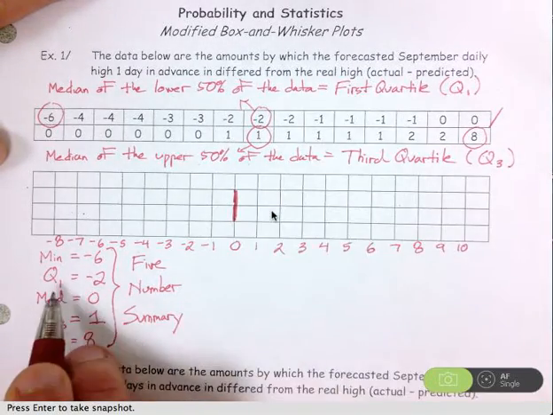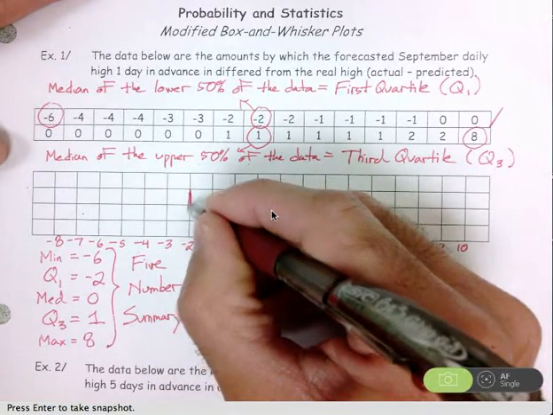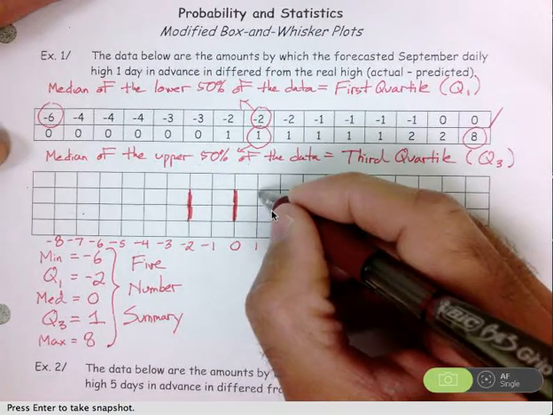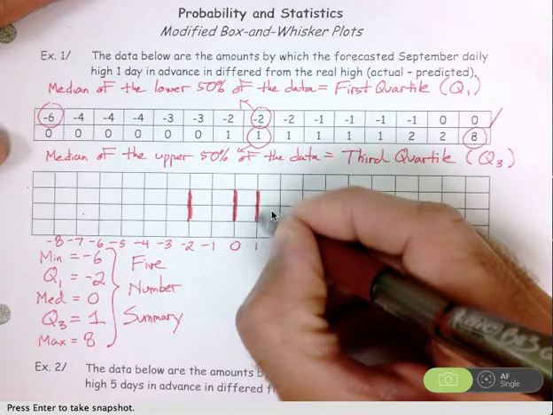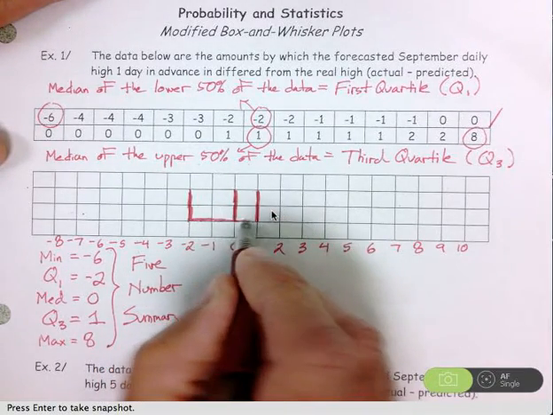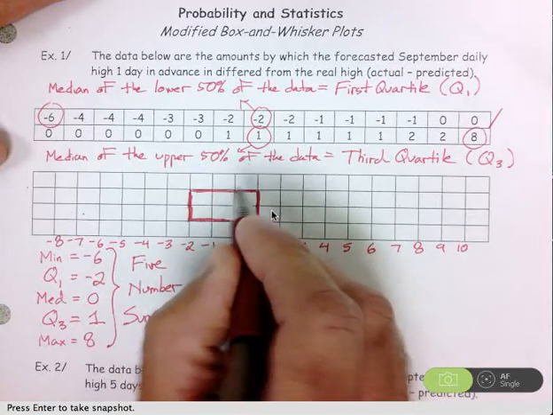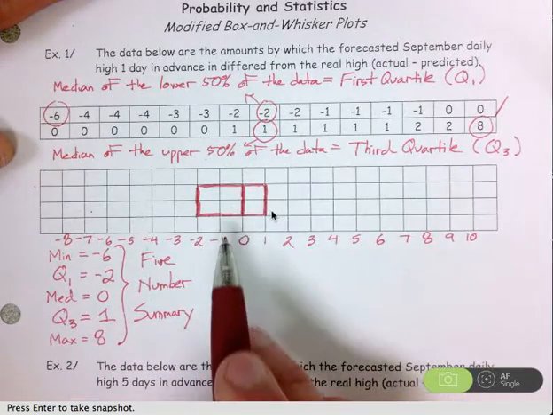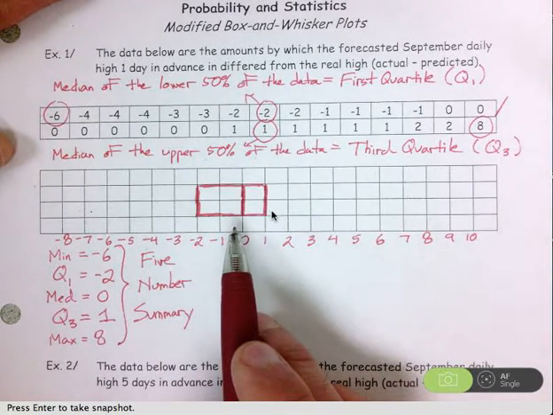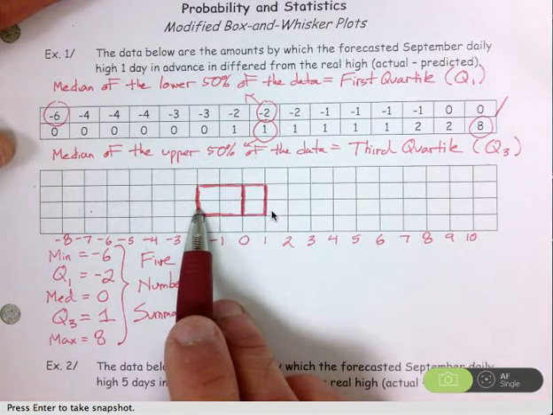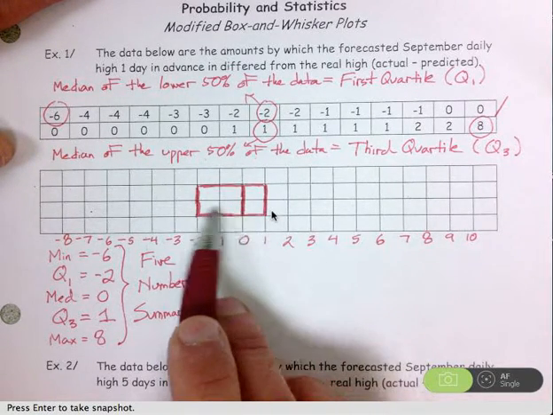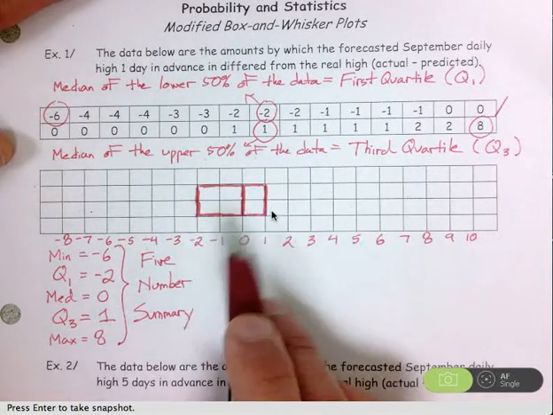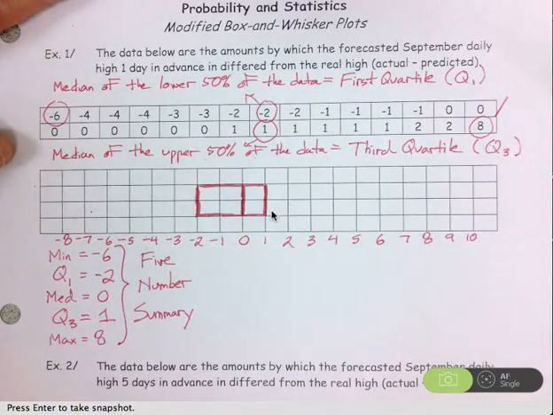I'm also going to put a vertical bar at Q1, that's at -2, and a vertical bar at Q3, that's at +1. Then I'm going to connect them with horizontal bars, which makes a box. This box, hence the term box and whisker plot, represents the span of the middle 50% of the data. Here's Q1 to the median, that's a quarter of the data. Here's the median to Q3, that's another quarter of the data. So this represents the span of the middle 50% of the data.